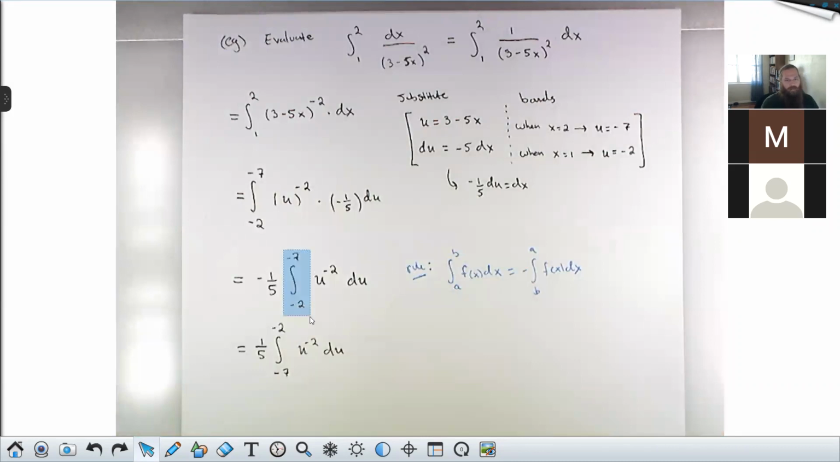Because I like to see the larger number on the top and the smaller number on the bottom, this is kind of unsettling. -7 is more negative than -2, so he really belongs on the bottom. And if I want to, I can soak up this negative by flipping these bounds over, just like this rule says.